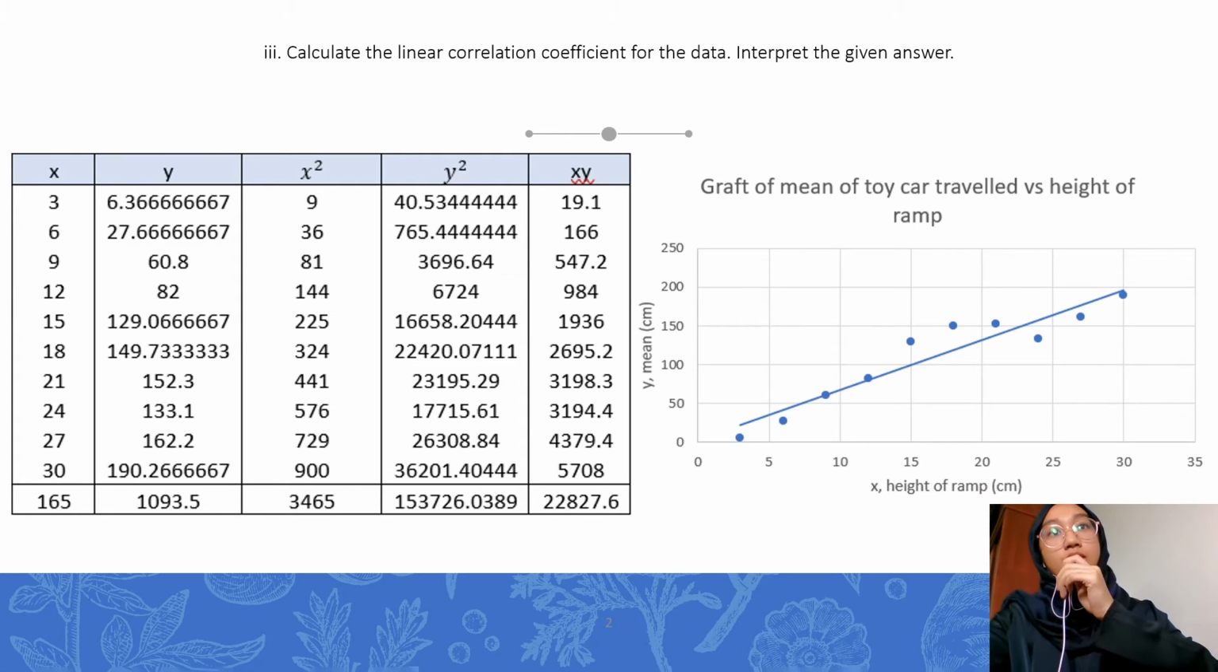After we have drawn the table, don't forget to draw the graph of mean of toy car travel versus height of ramp. The graph can be made through Excel, and we must plot the X and Y on the graph. After we plot the graph, we have to draw the linear line to know whether the linear correlation is a strong linear, perfect linear, or weak linear.